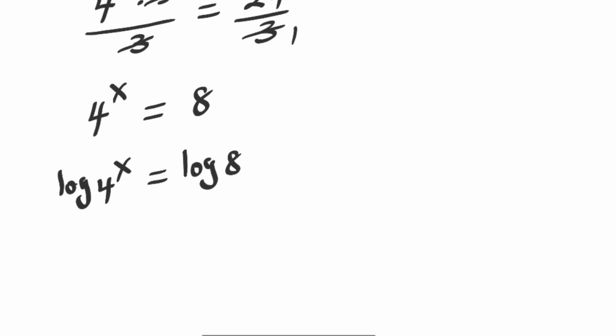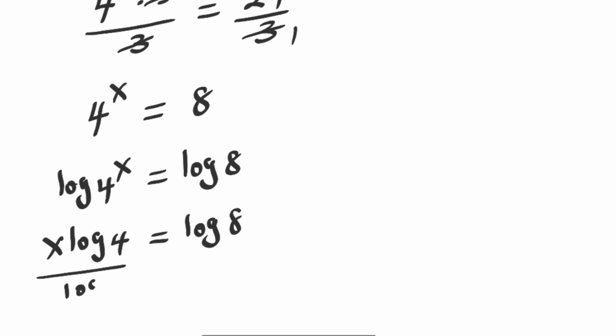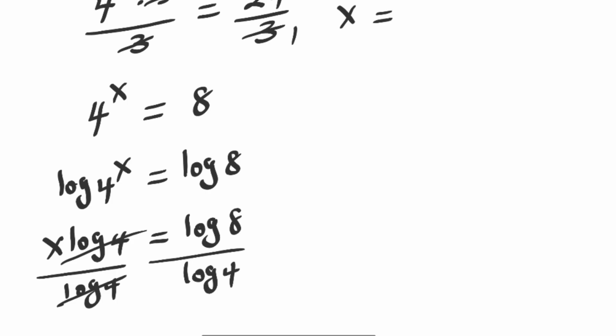Then x log 4 is equal to log 8. We are looking for the value of x. Let us divide both sides by log 4. This divided by log 4. This log 4 cancels this log 4. x is equal to log 8 divided by log 4.